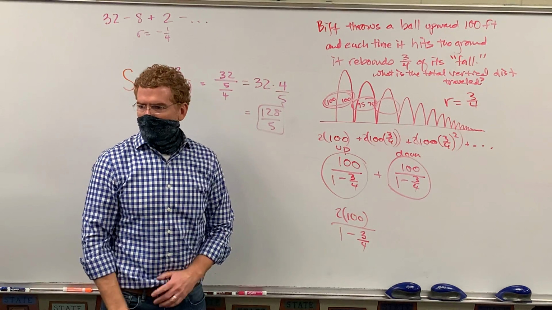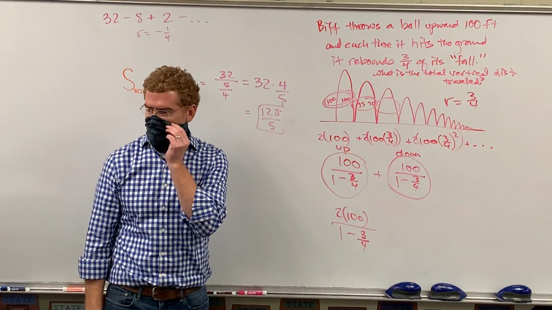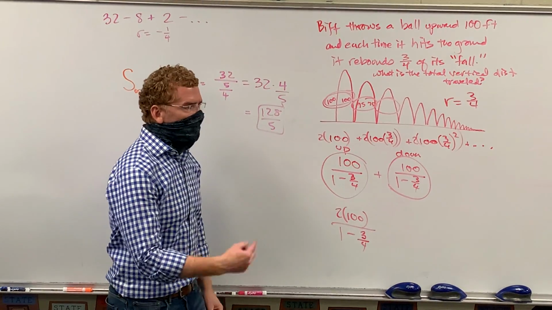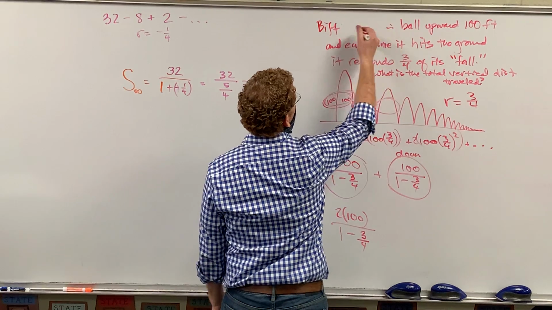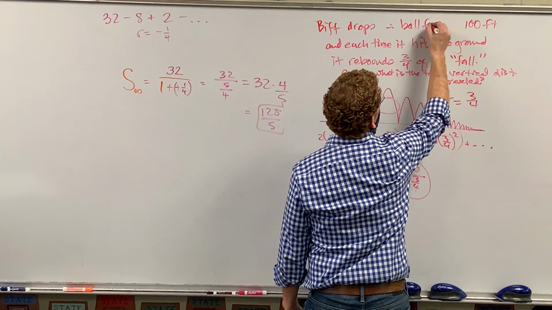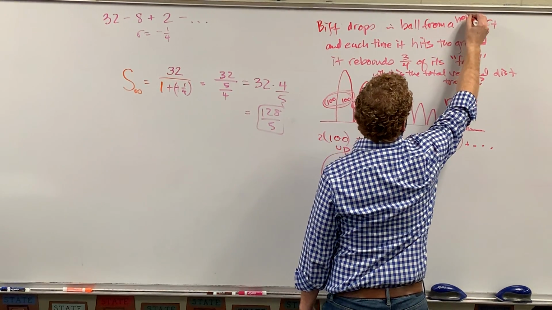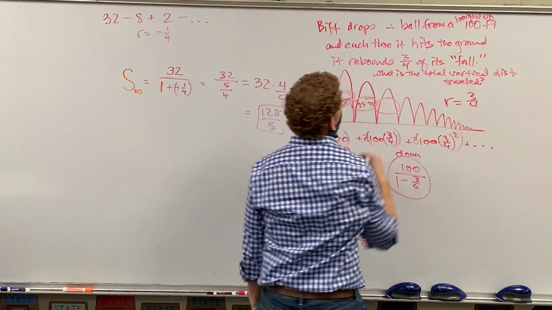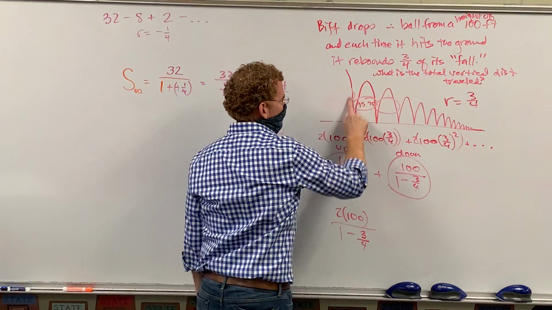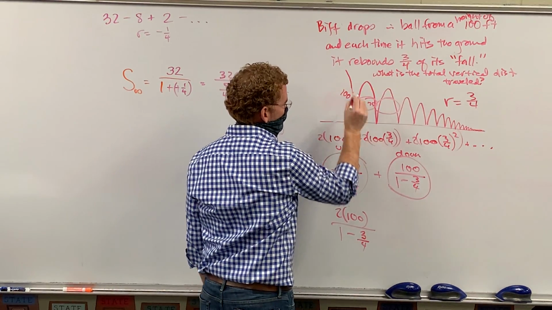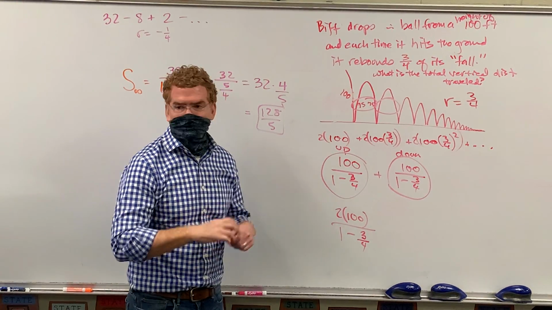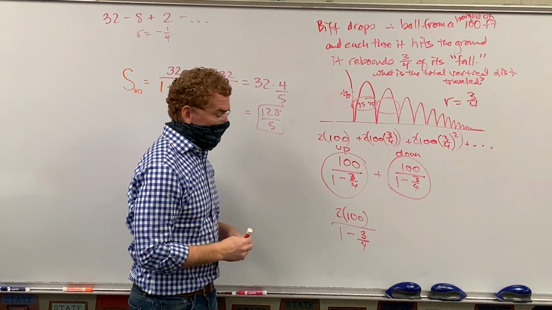that make sense? Now, this is actually not the most common question. This is what I teach before the most common question to make sure you're okay. The most common question is, Biff drops a ball from a height of 100 feet. So, I didn't throw it up. I just dropped it. So what would you do? You do the same thing, but then just subtract 100. That's what I would do.